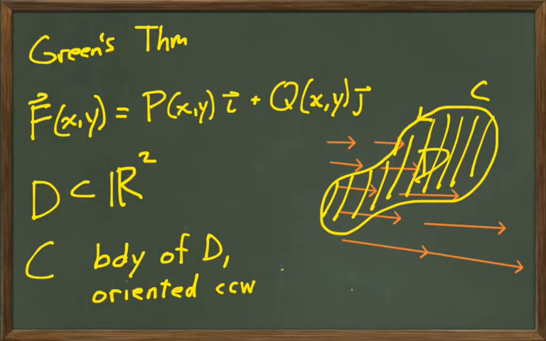You have the vector field that's present everywhere in the space. D is a region in the plane, and C is the boundary of that region, oriented counterclockwise. You see it here, kind of moving around this way. Okay, so what does Green's theorem have to say about these objects?